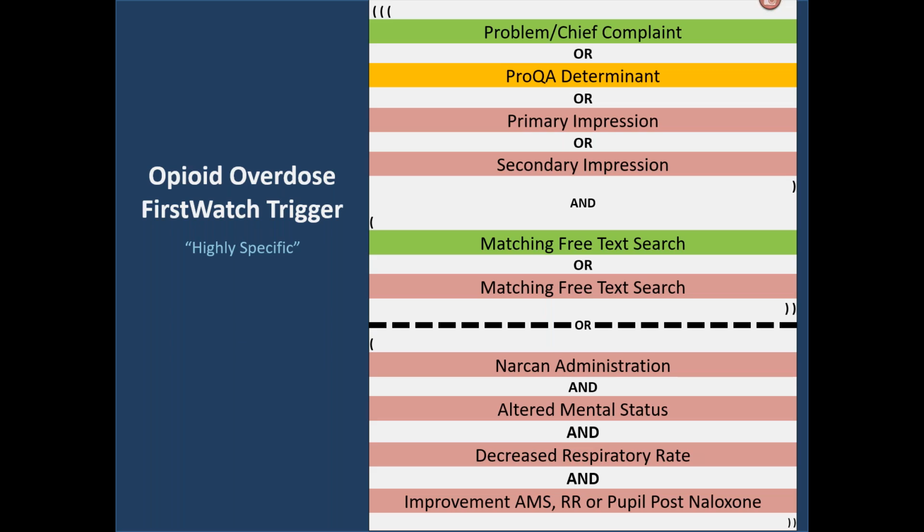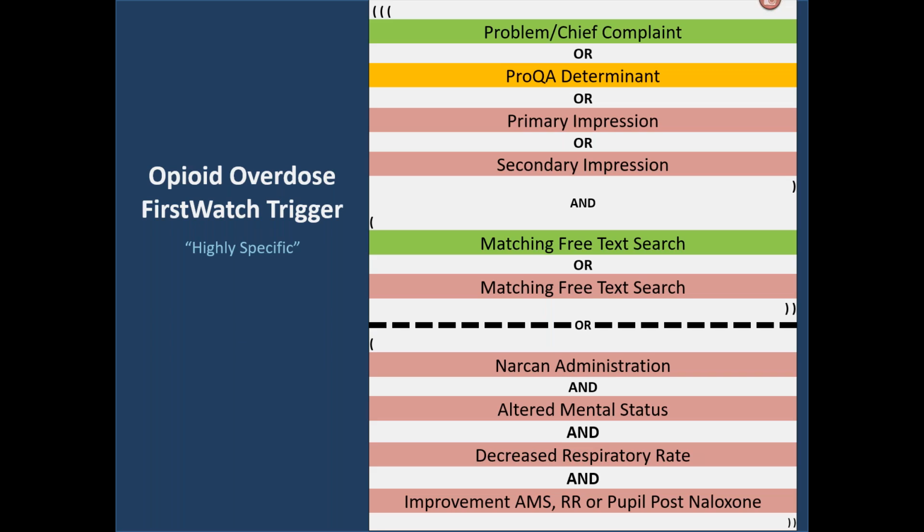And along with each of these documentations of impressions and problems, we add an and statement that is looking for a free text match, either in the CAD comments or in the EPCR. So it's basically looking at, okay, give me all the possible documentation or reference to overdose in combination with a free text search. So that's what the first portion is actually looking at.